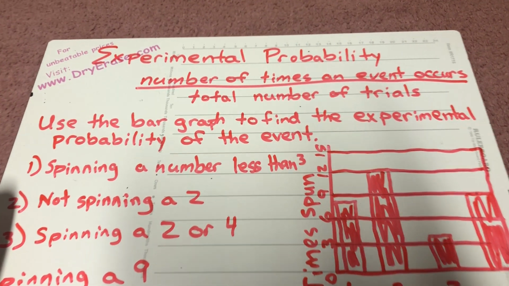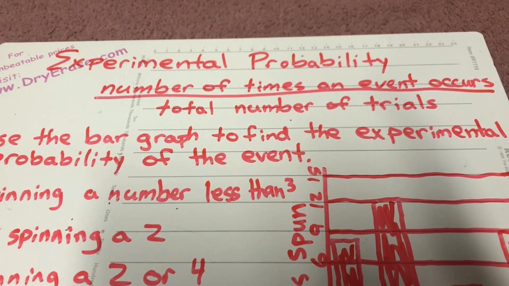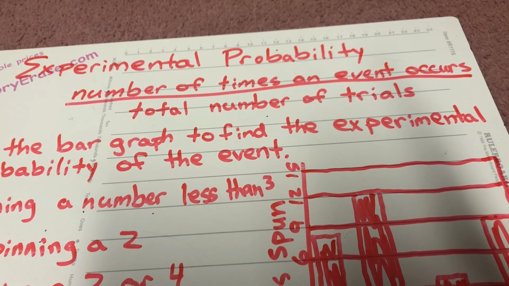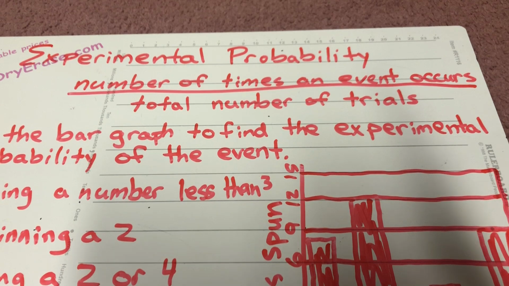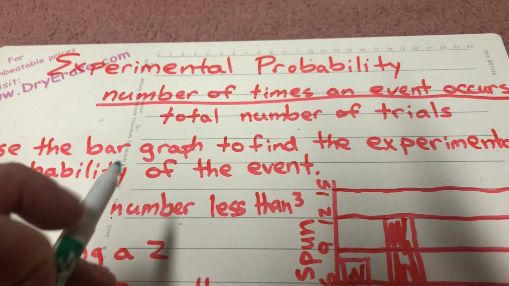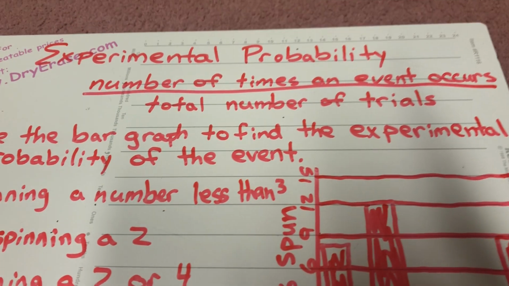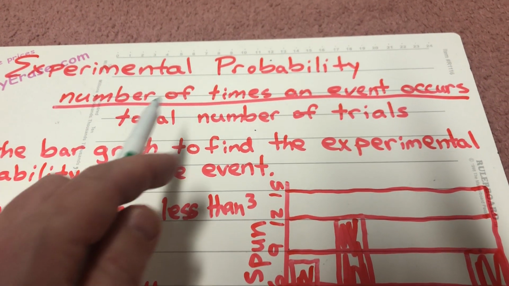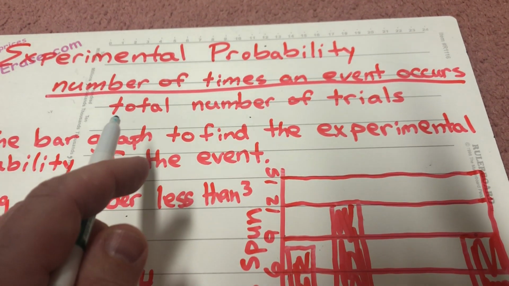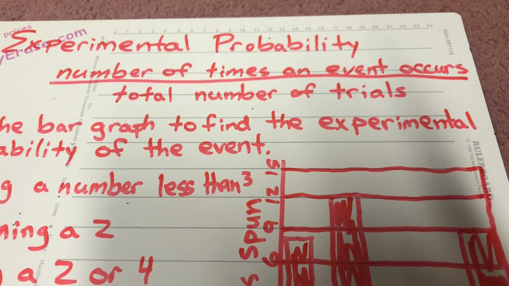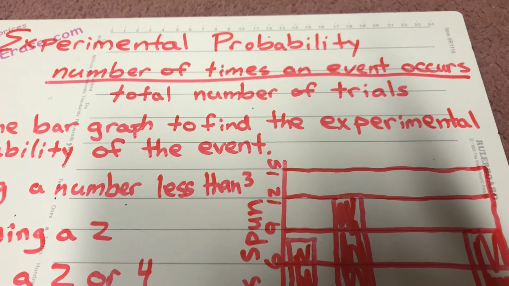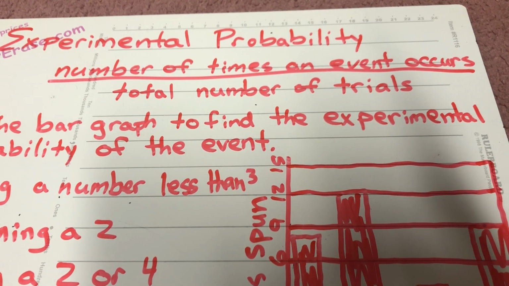All right, seventh grade, we're continuing on here in chapter 7 today with a focus on experimental probability and theoretical probability. Now, first we're going to focus on experimental probability. Experimental probability is the number of times an event occurs over the total number of trials. So, something happened, like, say, flipping a coin.